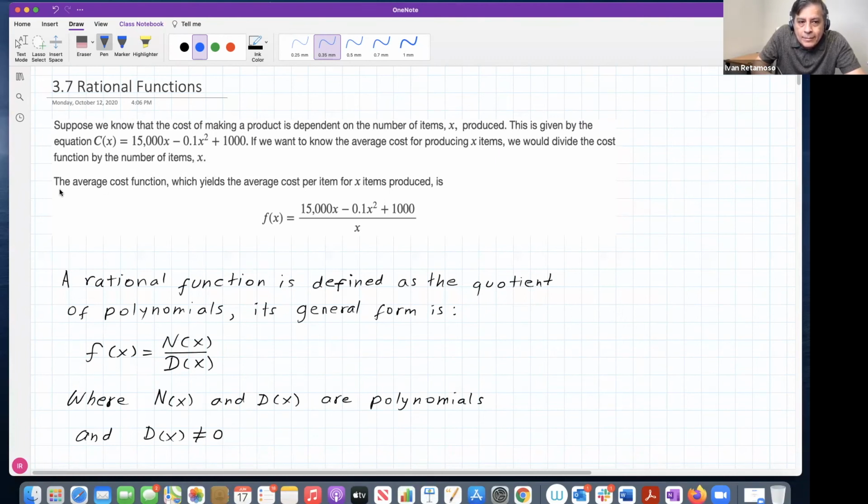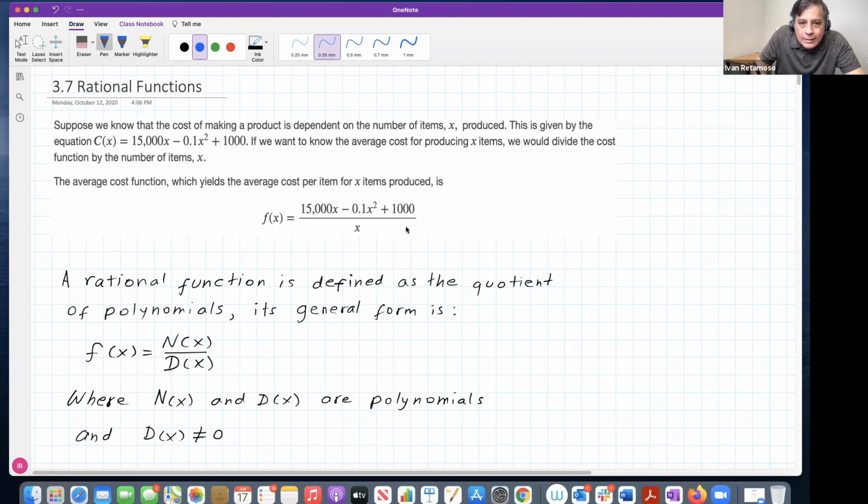Well, then inevitably, we have to end up with this idea, the average cost function, which yields the average cost per item for x items produced. It is going to be this: total cost divided by the number of items produced. This will give you the average cost, right? So you can see out of a polynomial function, we ended up with this new function that looks like a fraction, like a rational expression.